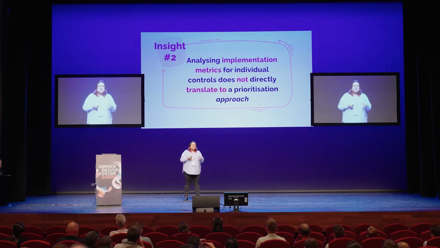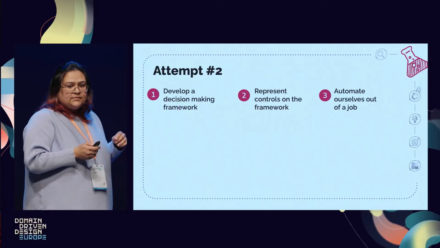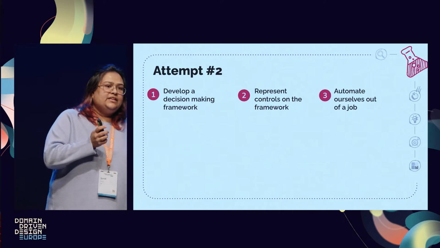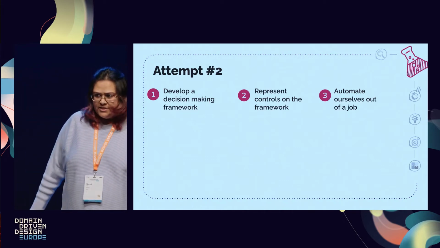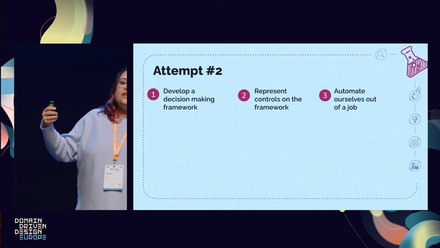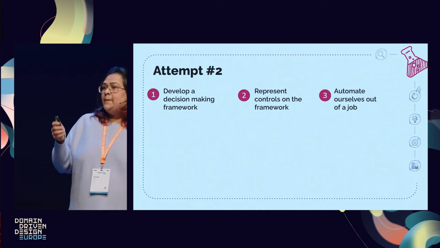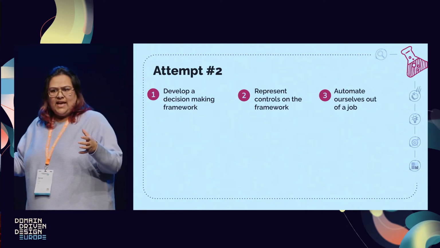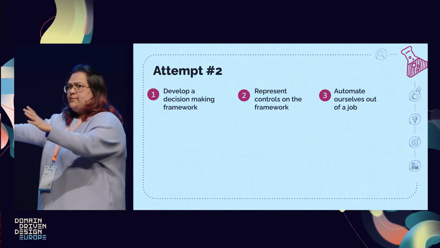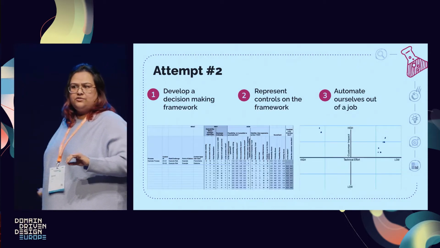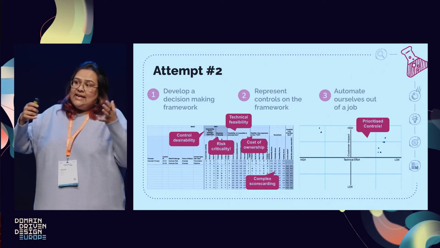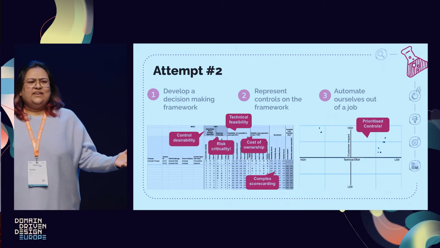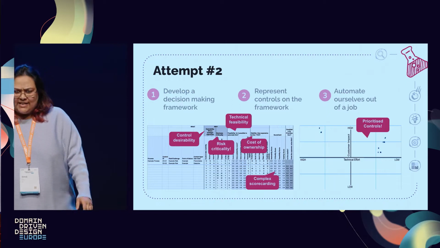So that took us to our second attempt. And in here, we decided to move away from implementation. We said, let's look at all of the controls holistically. Let's build a decision-making framework. And we thought, this framework's going to be great. It's going to integrate all of the learnings we have, and it's going to be able to automate recommended controls for prioritization, and it will then also help automate us out of our job. And that was great, because we did that before ChatGPT.